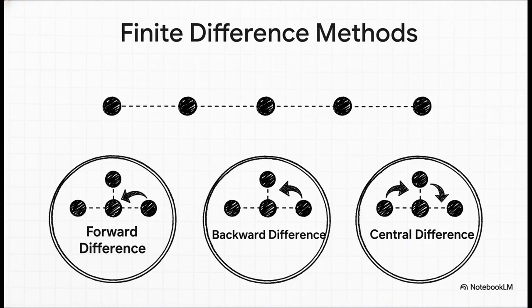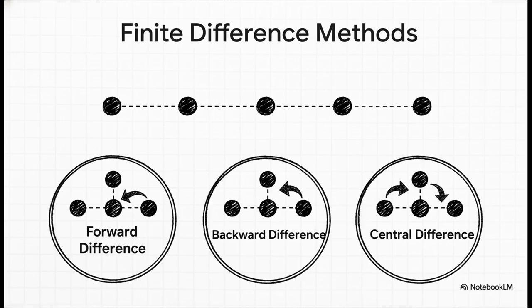Think of it like this. To figure out how steep the ground is where you're standing, you could look at the point just ahead of you. That's a forward difference. Or you could look at the point just behind you. That's a backward difference. Or, for a much more accurate balanced view, you could look at the points on both sides of you.